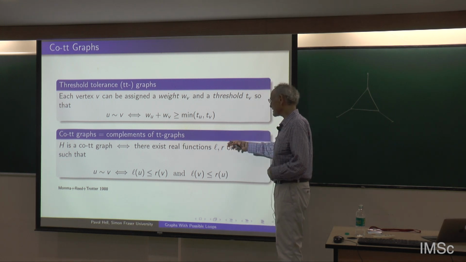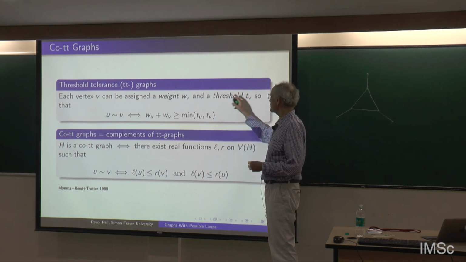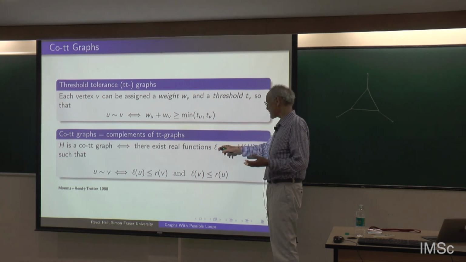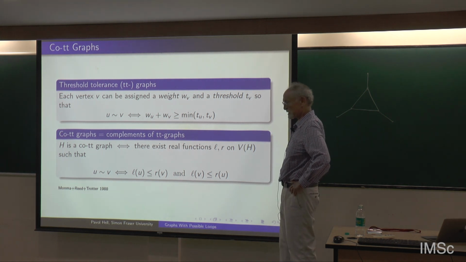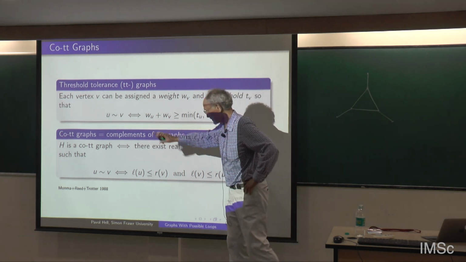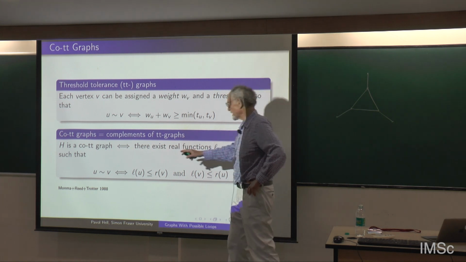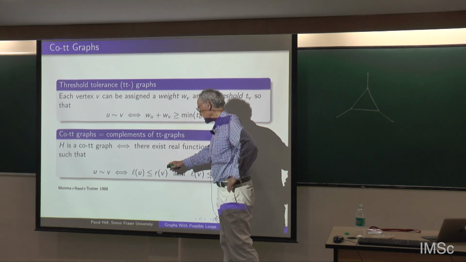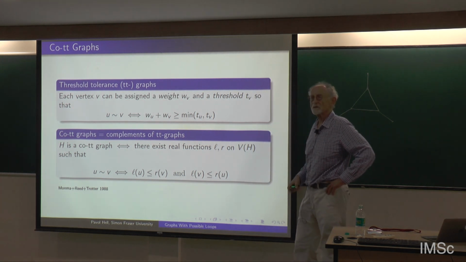It turns out that there are two linear transformations that produce from W and T another pair of functions, L and R. And the condition is nicer if we express it in terms of L and R. And the condition then is, in the complement of a threshold tolerance graph, which we call the co-TT graph, two vertices are adjacent if the L of u is smaller than or equal to the R of v, and the L of v is smaller than or equal to the R of u.